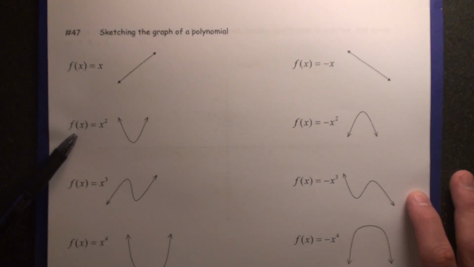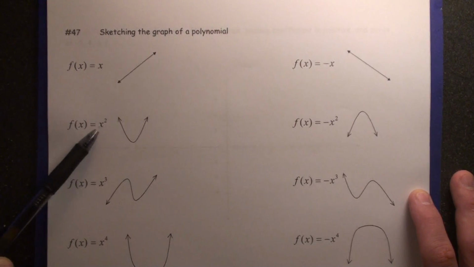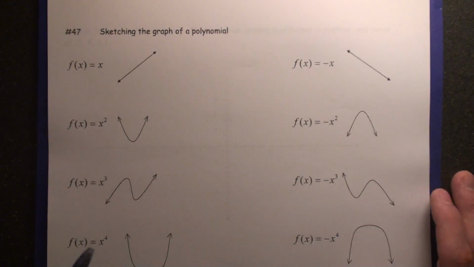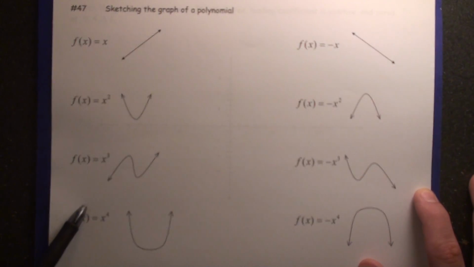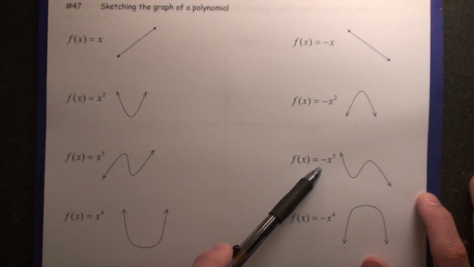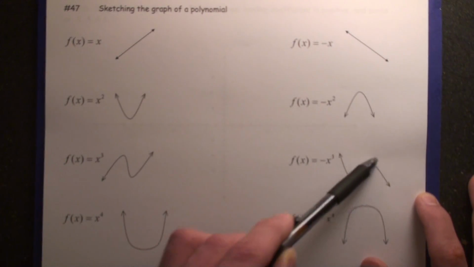Okay? Let's look at quadratics. F of x equals x squared. Well, if it's a positive in front, we have an upward. If it's negative, we have downward. Now, same thing here for cubic. We're going to have similar to a linear, where we're going to start from the lower left-hand corner. We're going to work our way up and to the right. If it's negative, it's going to go down to the right for the linear. Same thing for cubic. Eventually, it's going to work its way down.